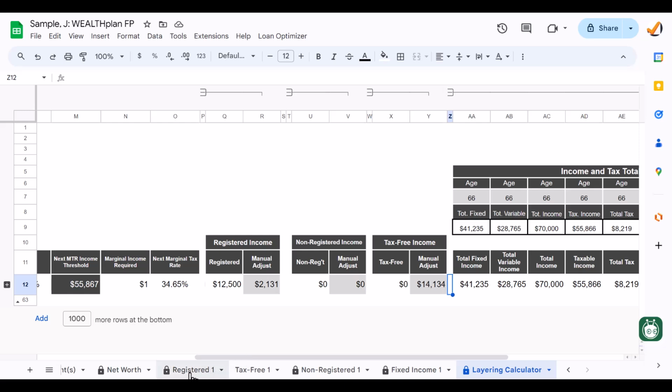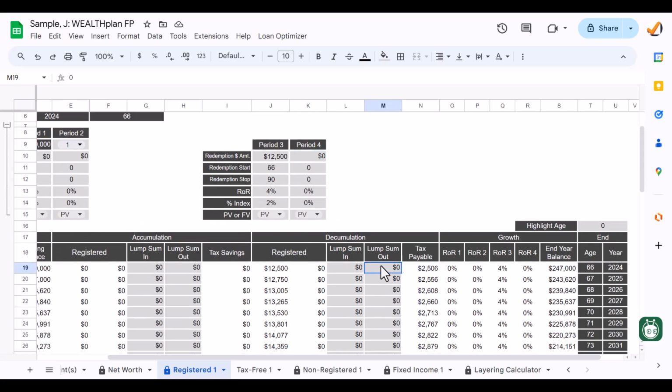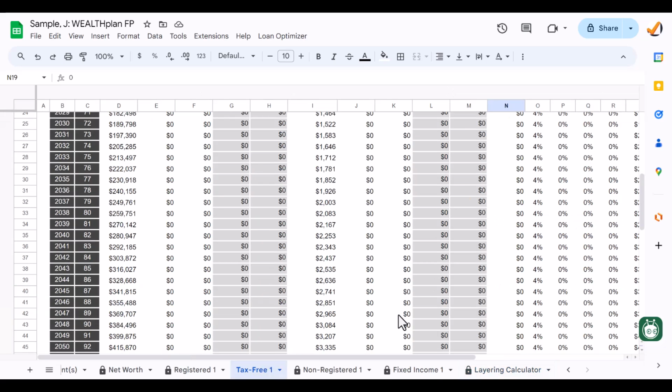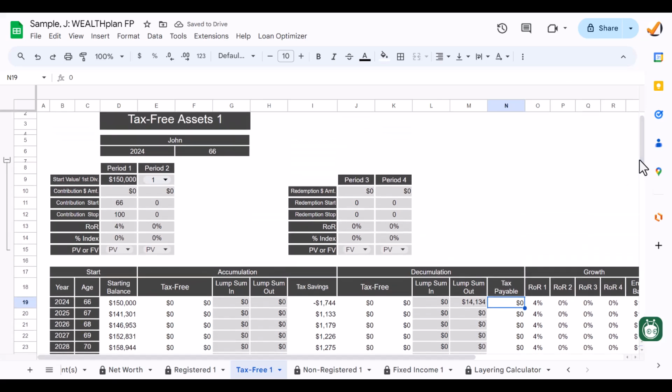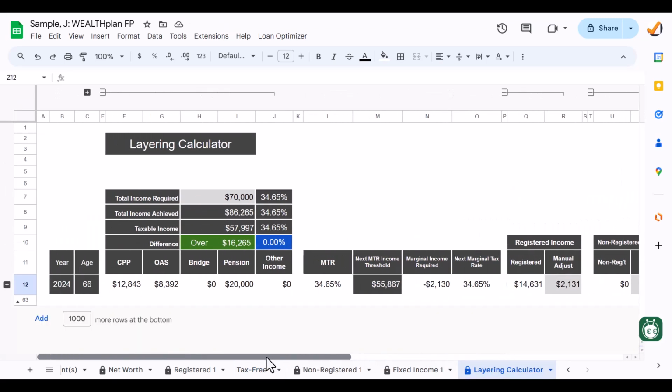There are just a couple more things to do. We're going to flip over to our registered tax calculator. We're going to show the lump sum that we are taking out in order to make sure that we have that accounted for. Then we're going to flip back to our layering calculator and see what we took from his tax-free savings account. Flip over to our tax-free savings calculator, and we're going to show that lump sum redemption as well, so that we have a proper accounting of our redemptions for the year, and we can track our progress. And that is the way the layering tax calculator works.